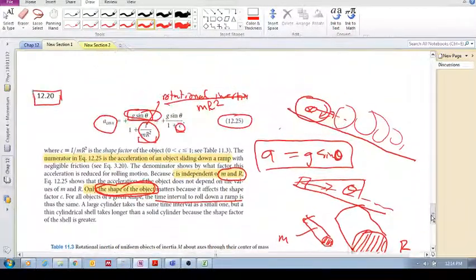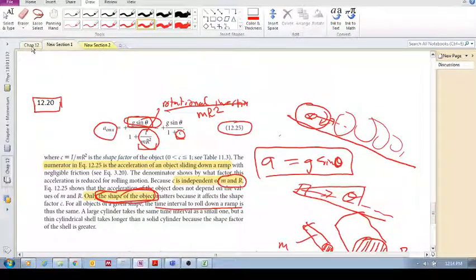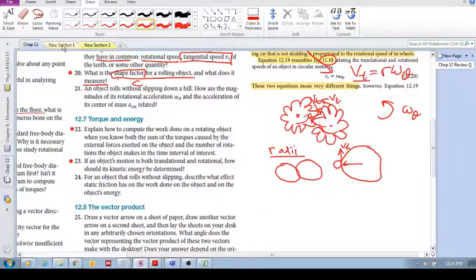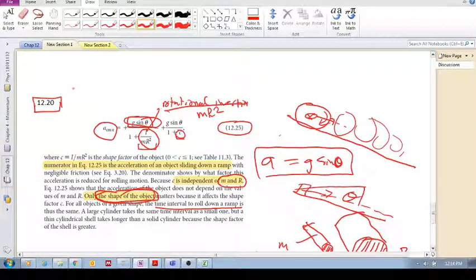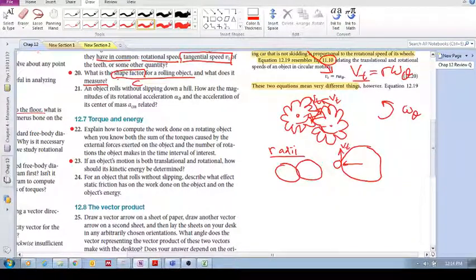Alright, so hopefully that helps. Let's see, is there anything else here? Please go read this. Read this section in the textbook. Make sure you understand it.